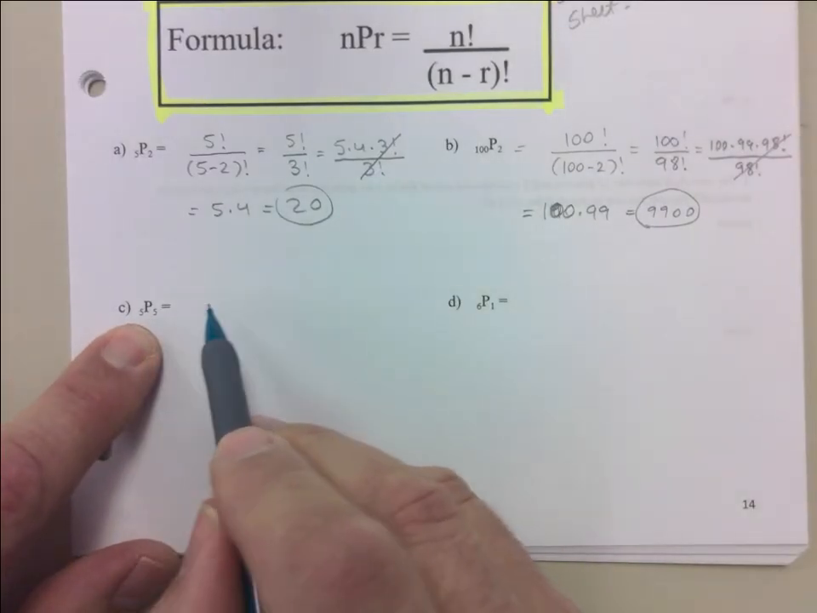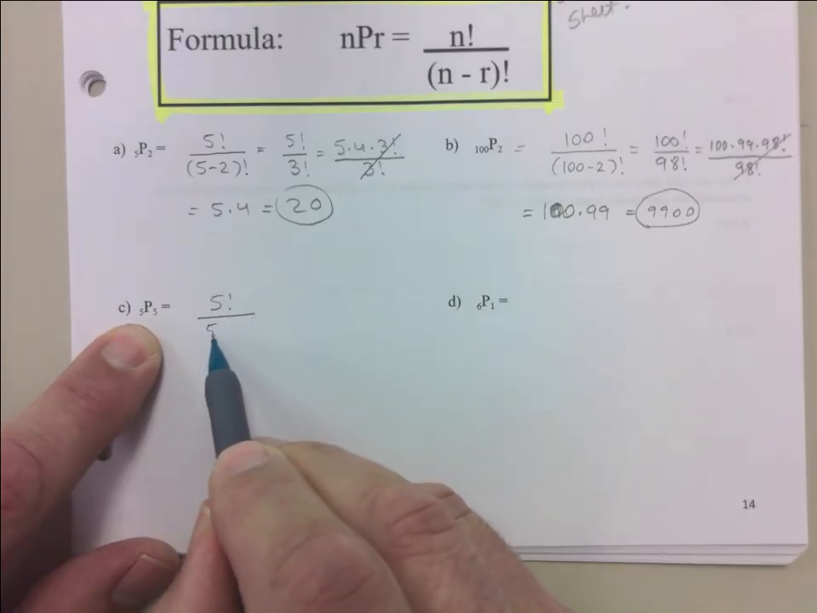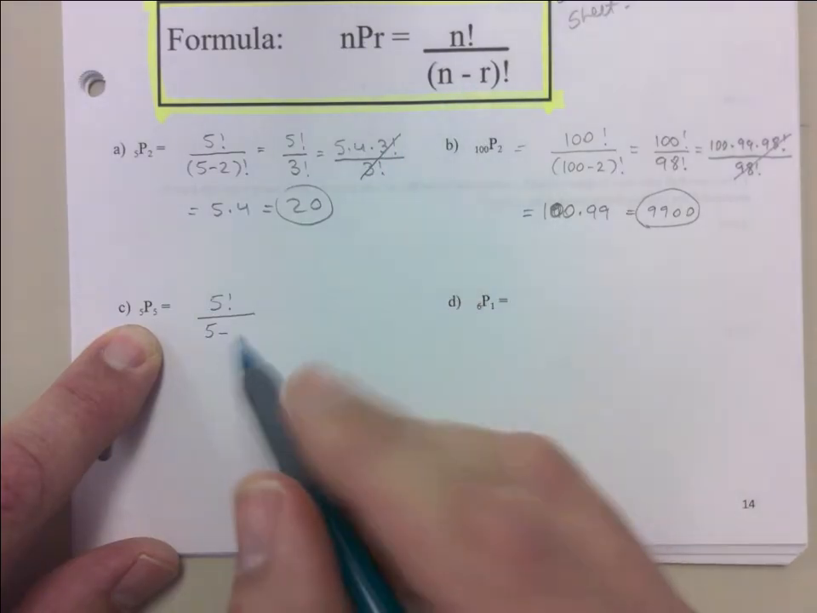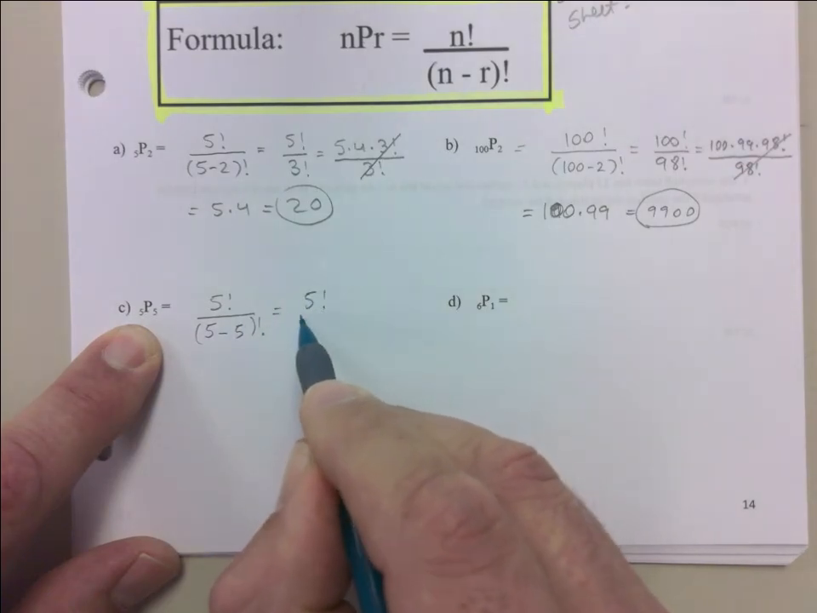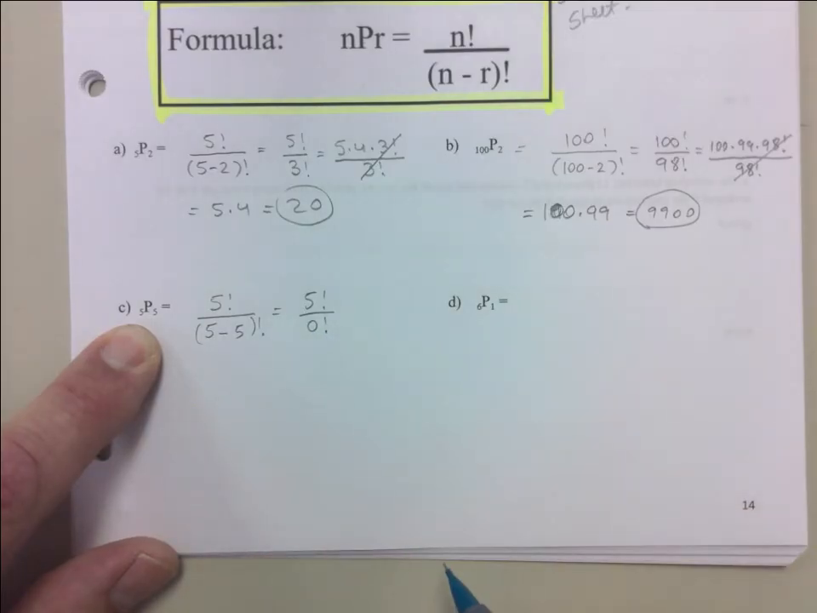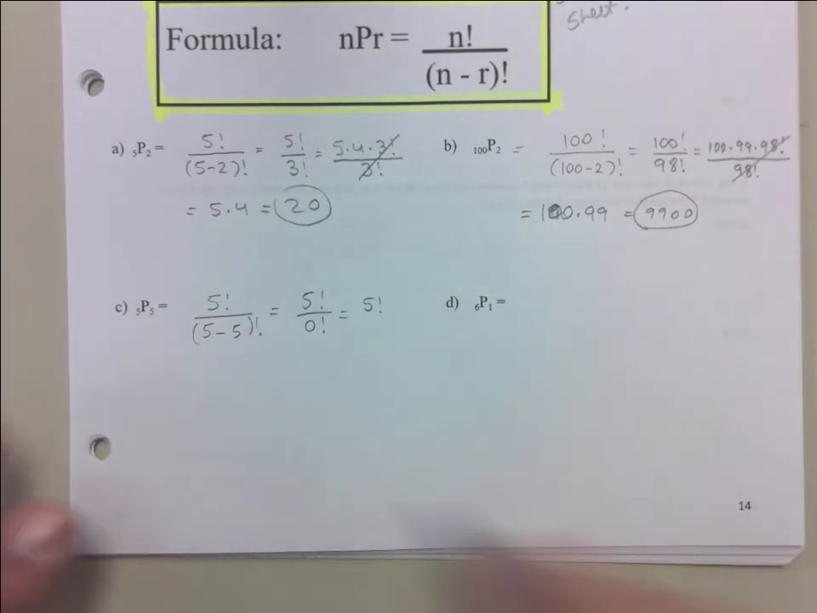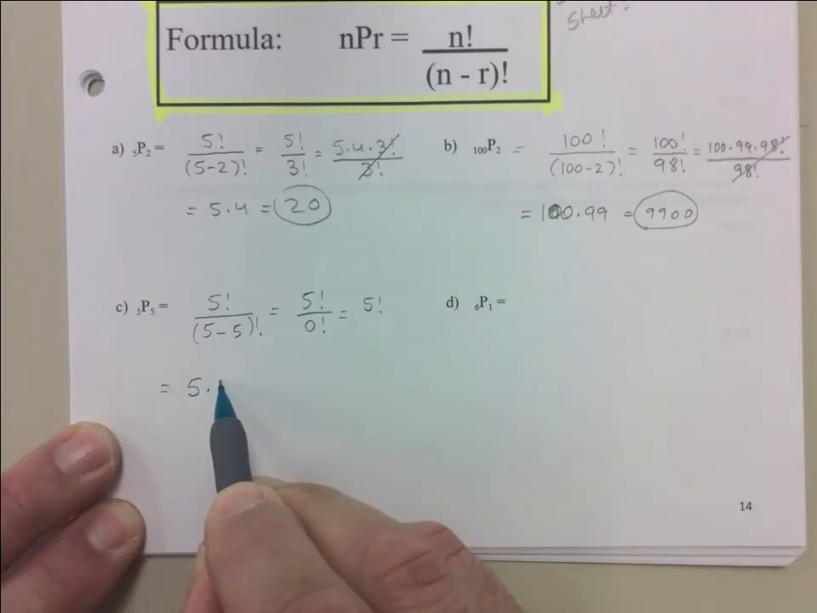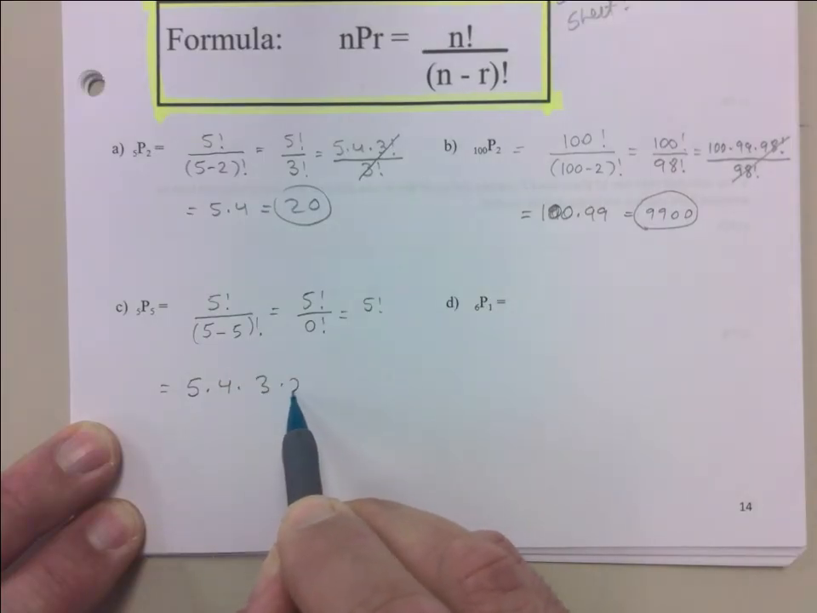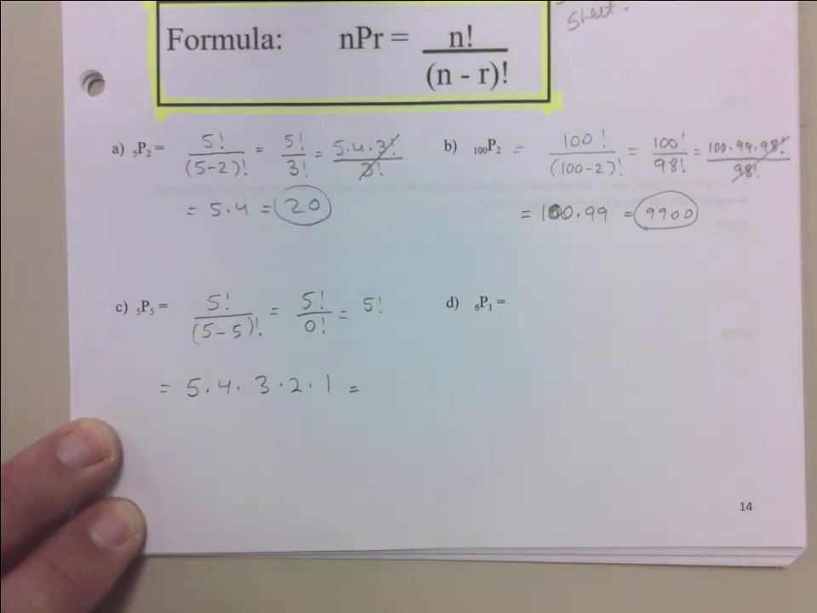5 pick 5. You start with 5 factorial. In the denominator, I'm just following this formula, 5 minus 5 factorial. That'd be 5 factorial over 0 factorial. What's 0 factorial again? Just 1. So it's just 5 factorial, really. I'm trying to show you a pattern. It's 5 times 4 times 3 times 2 times 1. What's 5 factorial? We have it right next to it on our previous page. It's 120.